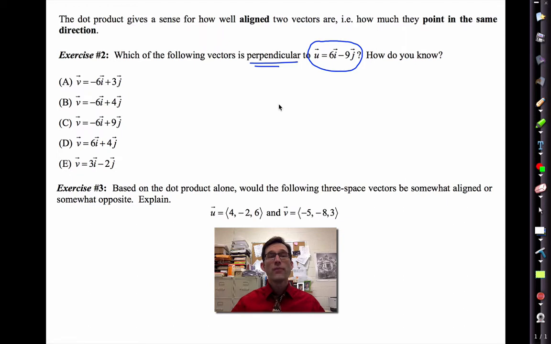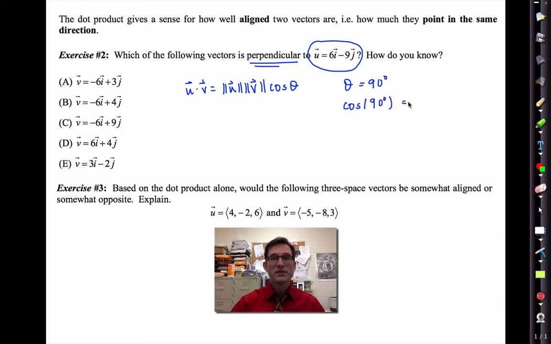All right. Well, in 2 dimensions, it's not too difficult. The key is, as always, that u dot v, the dot product, is equal to the magnitude of u times the magnitude of v times the cosine of theta. If it's perpendicular, if theta is 90 degrees, well, then cosine theta will be 0. And that means the dot product will be 0. We can reverse that logic and say that if the dot product is 0, then the cosine is 0, and if the cosine is 0, then the angle is 90.